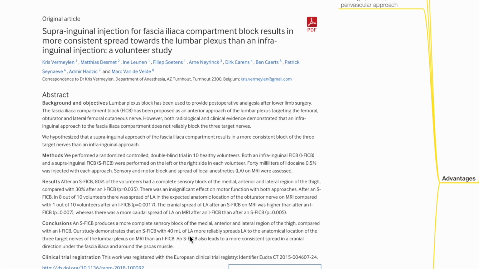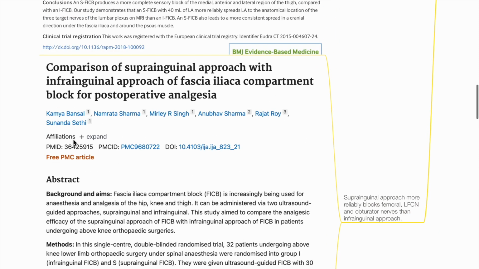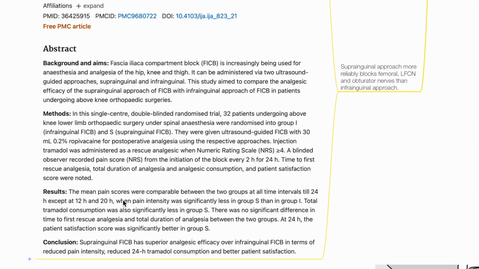40 mL of LA for suprainguinal approach more reliably spreads LA to the anatomical location of the 3 target nerves of the lumbar plexus than infrainguinal approach based on MRI. A study by Kamya Bansal et al. concluded that suprainguinal fascia iliaca block had superior analgesic efficacy over infrainguinal approach in terms of reduced pain intensity, reduced 24-hour tramadol consumption, and better patient satisfaction.